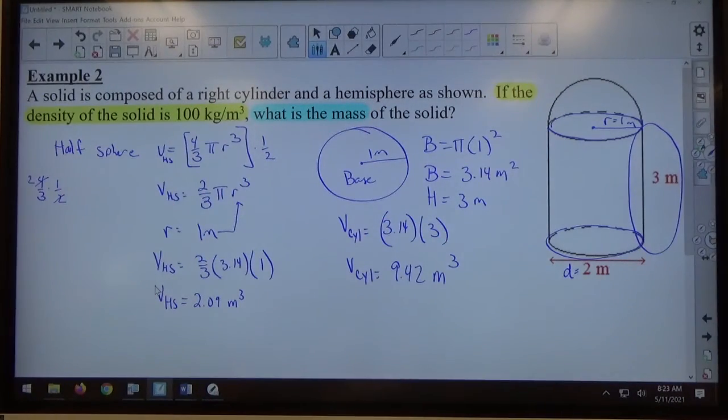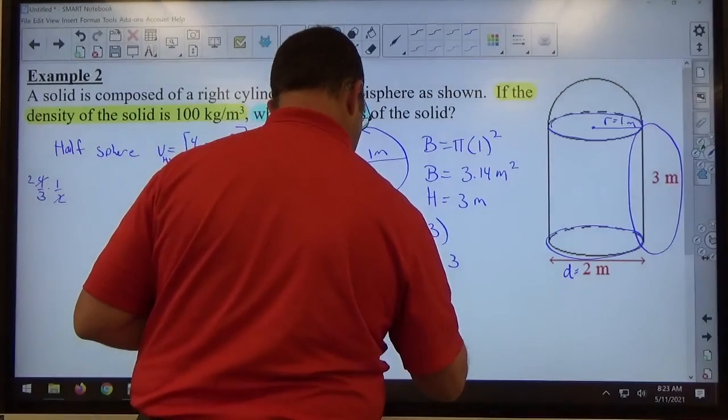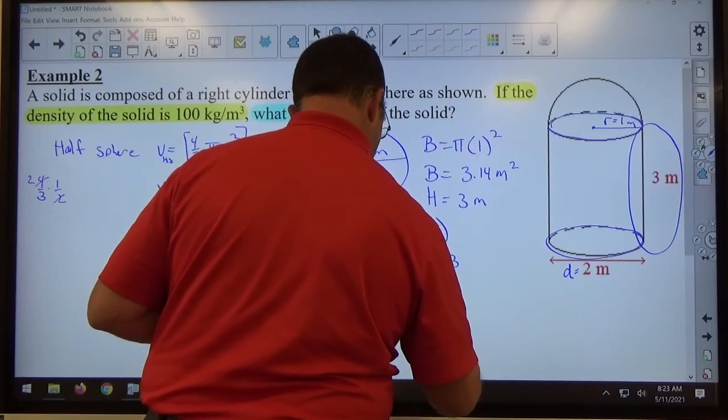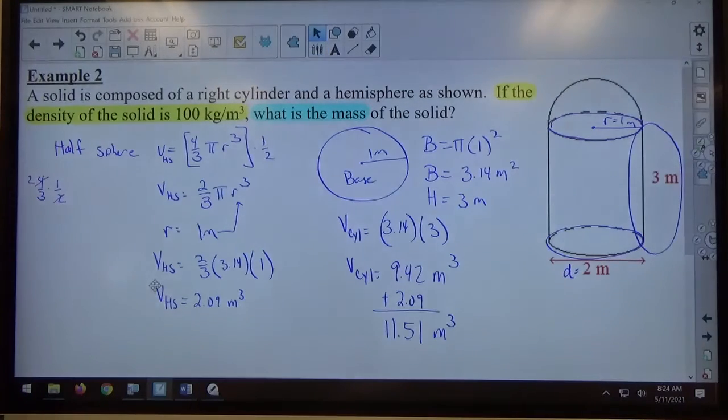So for the volume of the entire thing, the cylinder added to the hemisphere, we just add up the two volumes, 9.42 plus 2.09. So 11.51 cubic meters would be the volume of this composite figure.